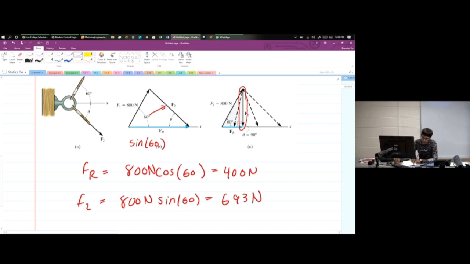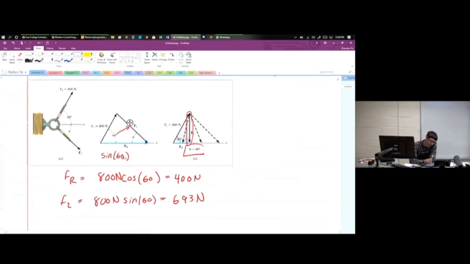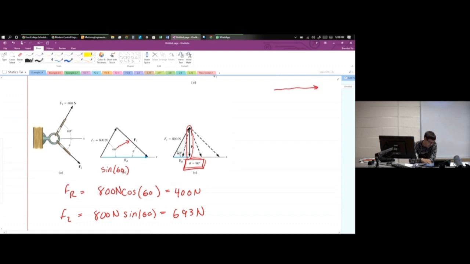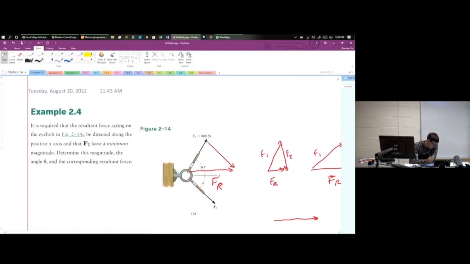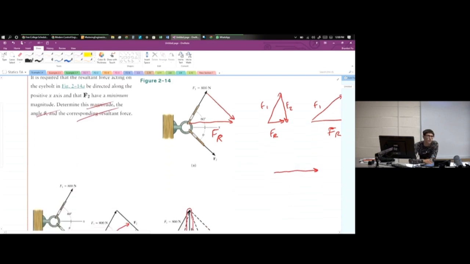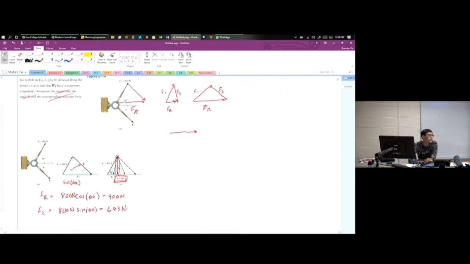So with that, we have found the FR and the F2 value, right? And then we said that theta will be 90 degrees, which will make the angle minimized, right? Or the force magnitude minimized. So we have our theta, we have our F2, and we have our R2. So that would be the magnitude, the angle, and the corresponding resultant force. So we know that we are done with this example. Does that make sense to everyone?